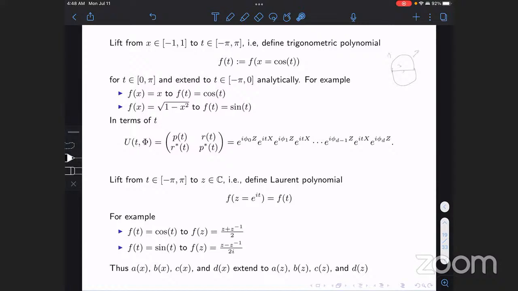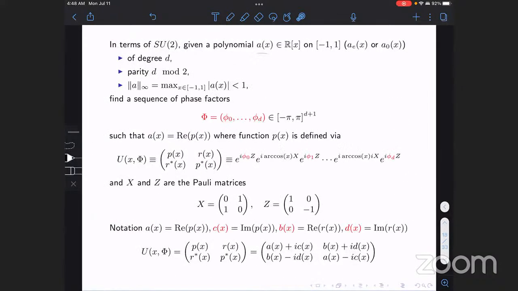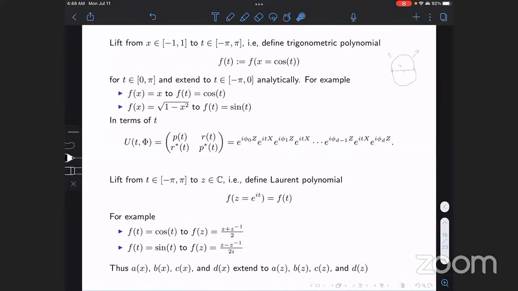Okay, and again, for these two examples, when f(t) is equal to cosine t, the Laurent polynomial associated with it is f(z) equal to (z plus 1 over z) over 2, and for f(t) equal to sine t, f(z) is equal to (z minus 1 over z) divided by 2i. So I hope I convinced you that once you have this nice function on the interval from -1 to 1, I can get Laurent polynomials on the whole complex plane. So if we perform this for a, b, c, d that I introduced on the previous slide, I can talk about the complex version, a(z), b(z), c(z), and d(z).